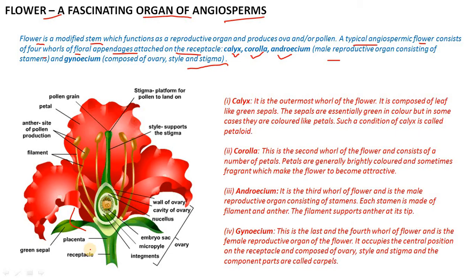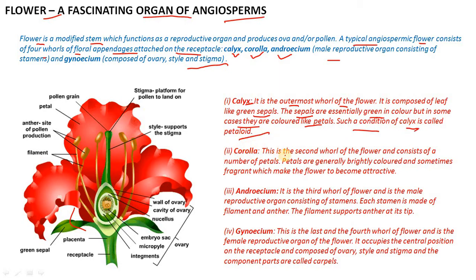We will be coming to this later on, but before that, what is the calyx? It is the outermost whorl of the flower. It is composed of leaf-like green sepals, and the sepals are essentially green in color, but in some cases they are colored like the petals. Such a condition of calyx is called petaloid.